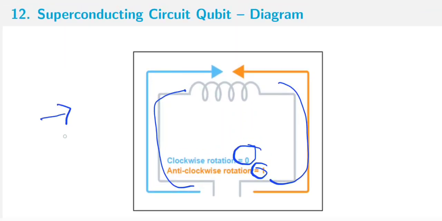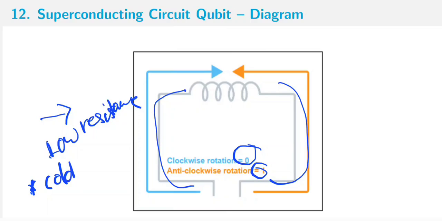And you need to remember, it will pass through low resistance. The current will be at low resistance, and it requires cold temperature, absolute zero, that you need to remember.